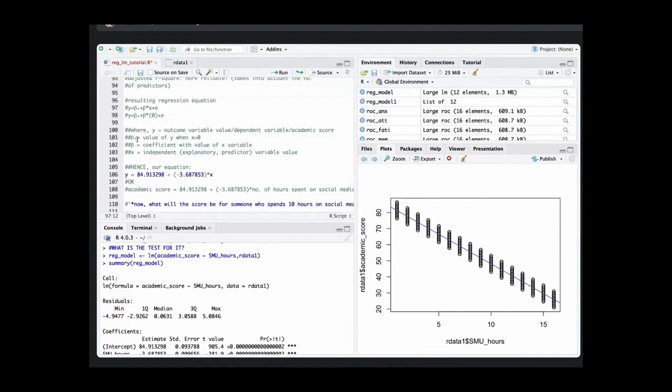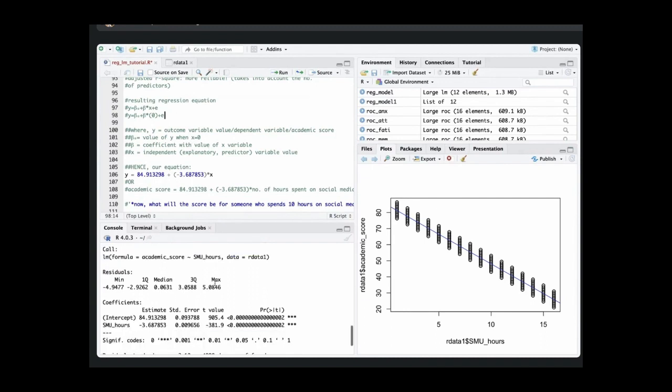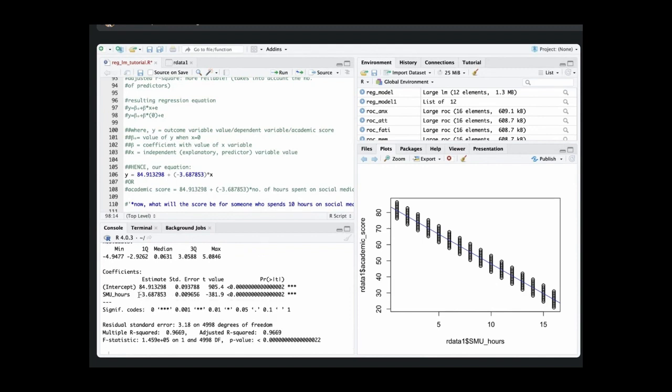So coming back to our regression equation, beta naught is the value of y when x equals 0. Very intuitive. Until now, I think everyone understood this. And beta is the coefficient of the x variable. So in our case, beta would be minus 3.687853, or simply minus 3.68.